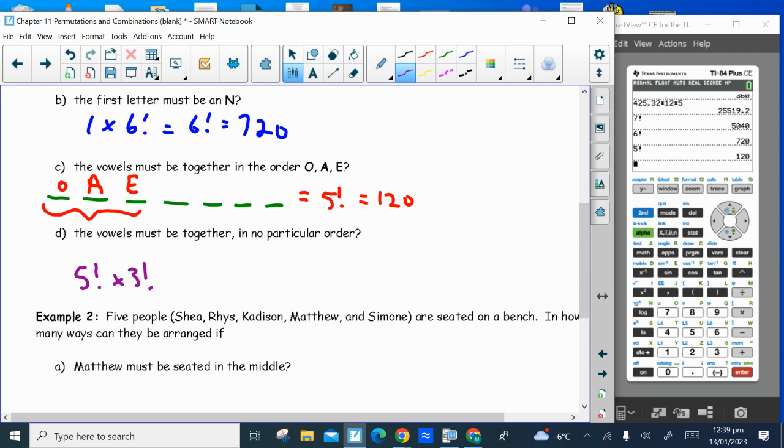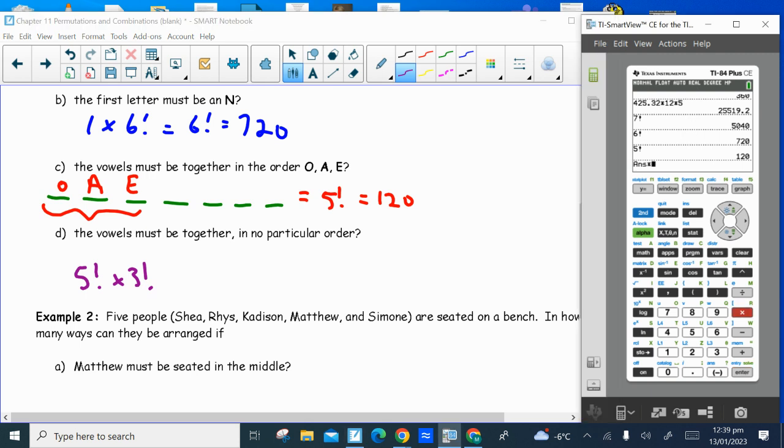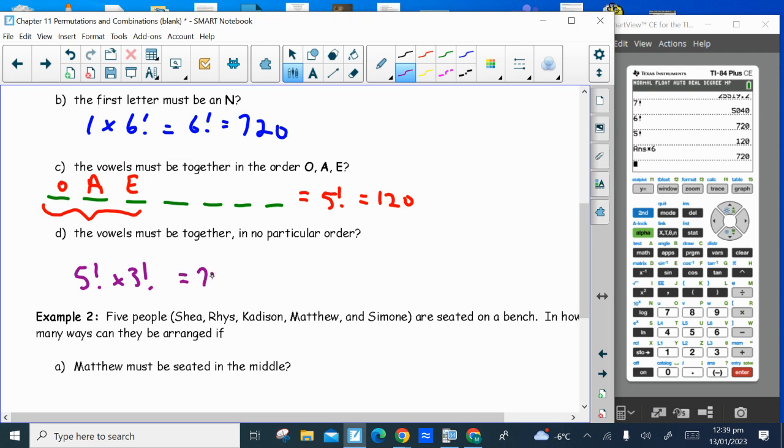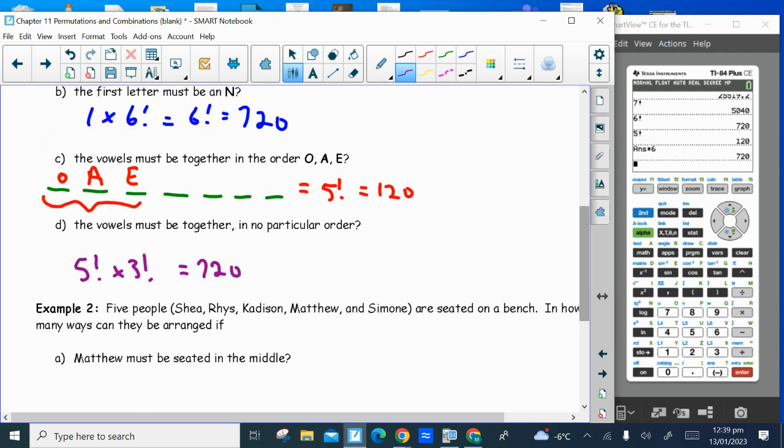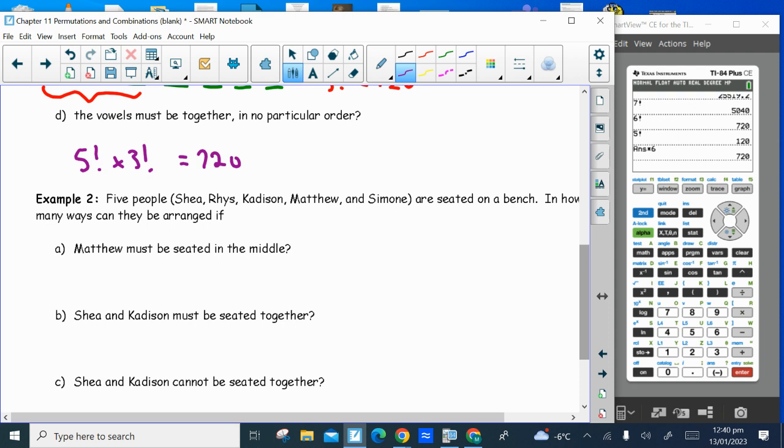So the answer is 5 factorial, which we just calculated to be 120, times 3 factorial, which is 6, 3 times 2 times 1. The answer is 720. You see, this is the same thing as 6 factorial: 3 factorial is 6, times 5 factorial is the same thing as 6 factorial. So you see the difference between C and D. With C, the letters had to stay in that order, so we didn't have to worry about arranging them amongst themselves. But for question D, no particular order, so we did have to compensate for the fact that those 3 letters can be arranged amongst themselves.